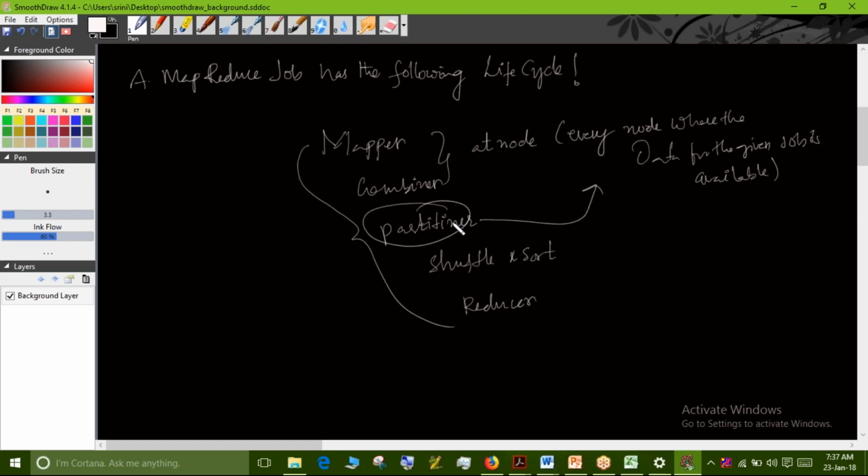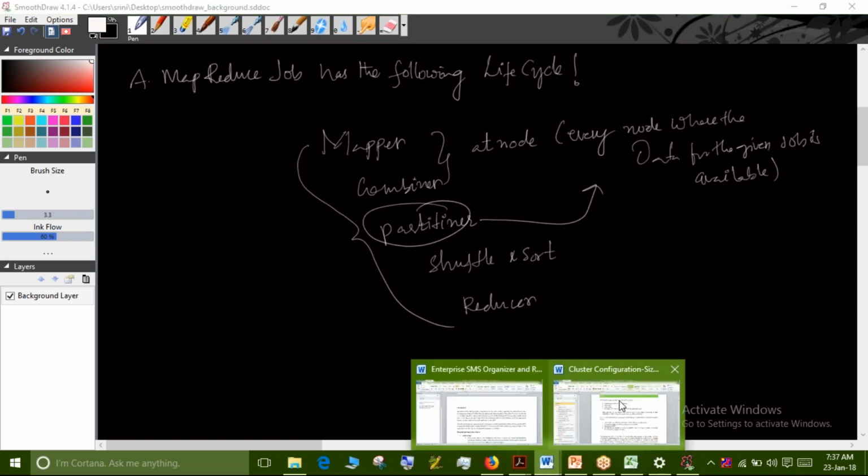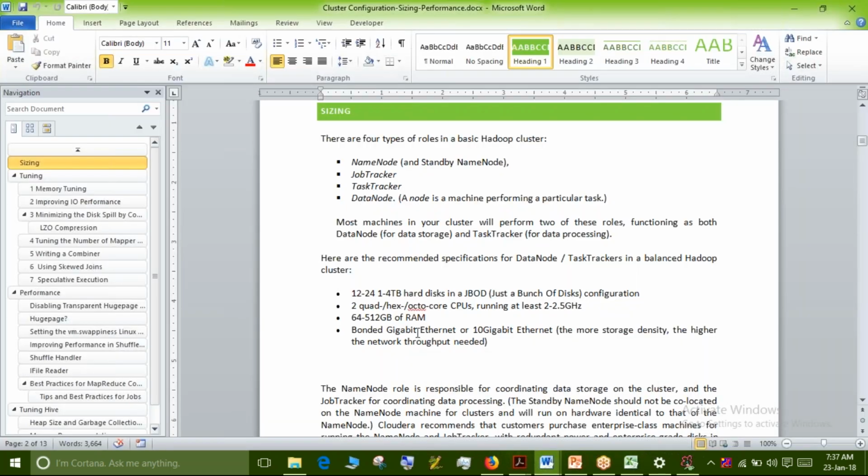Why I'm discussing all these things is to make you understand this small aspect: I need a high-end Ethernet card because I expect the data transfer to happen from one node to the other node at lightning speed. To make that possible, I definitely need a high configured switch, Ethernet card, and the supporting infrastructure.